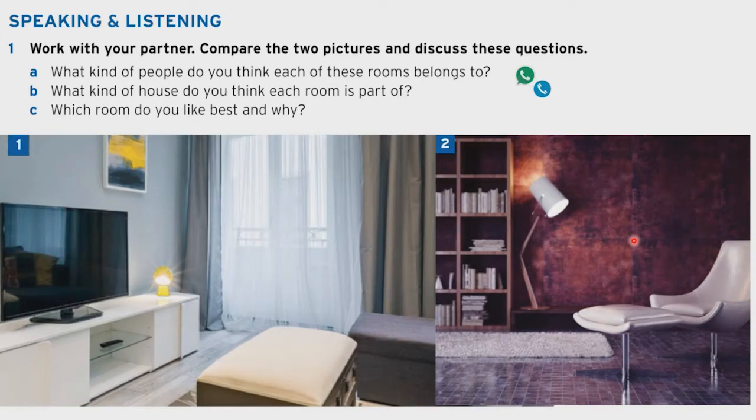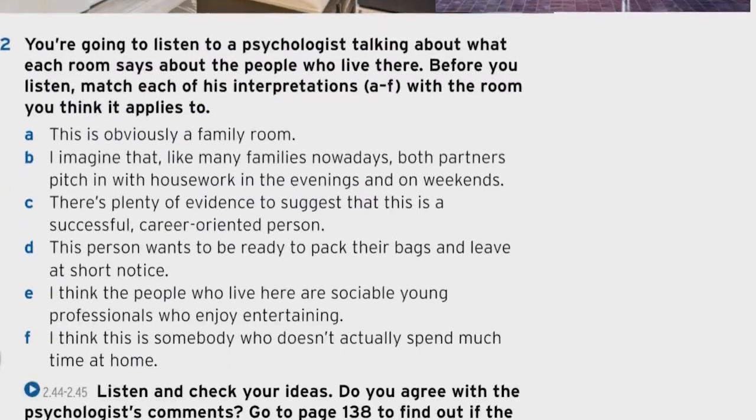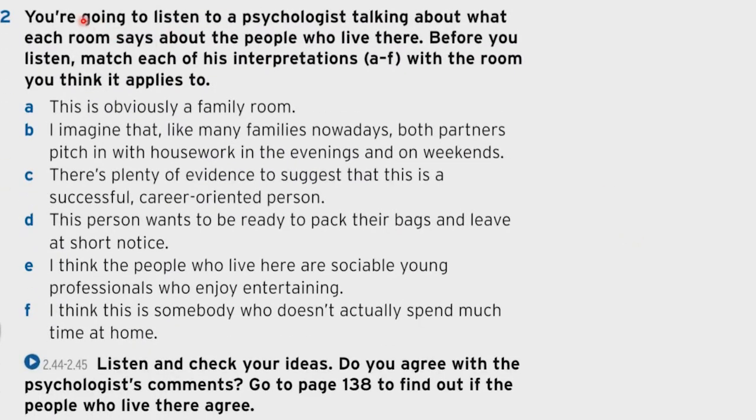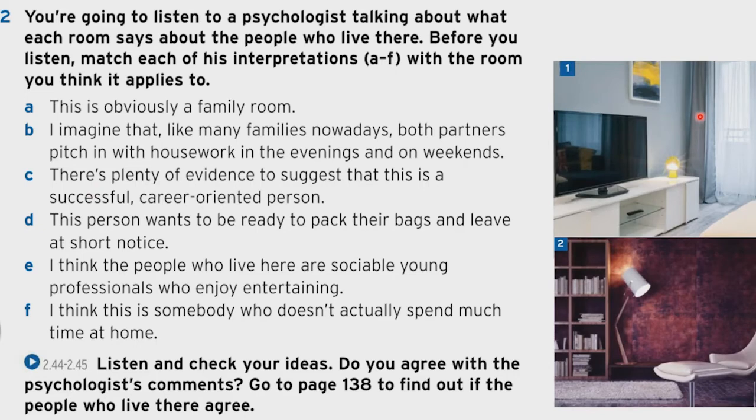Alright, let's continue. Now, in exercise number 2, you're going to listen to a psychologist talking about what each room says about the people who live there. Before you listen, match each of his interpretations, A to F, with the room you think it applies to, 1 or 2. So for each of the interpretations, you're going to try to guess if he is talking about room number 1 or room number 2. So do that.